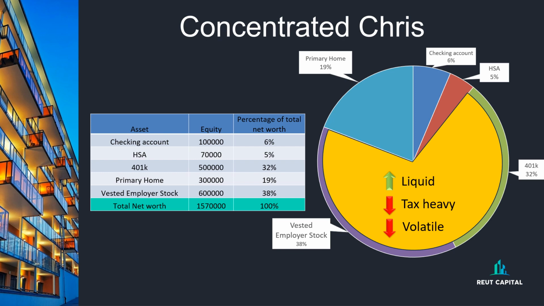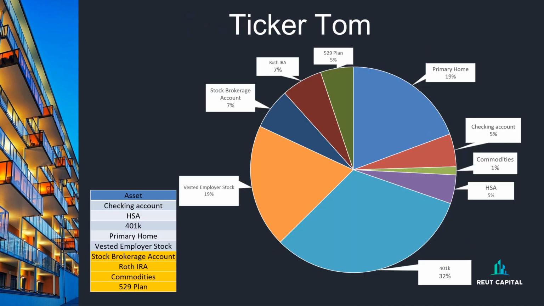He could add a few more accounts. So Ticker Tom, he learns from Chris and he's like, okay, I've heard about all these other plans that are out there. Let me open a brokerage account. Let me open a Roth IRA. I've heard so many good things about it. Let me go buy some gold from Costco. I have heard about 529 educational plans for my kids. So he goes ahead and opens these accounts.